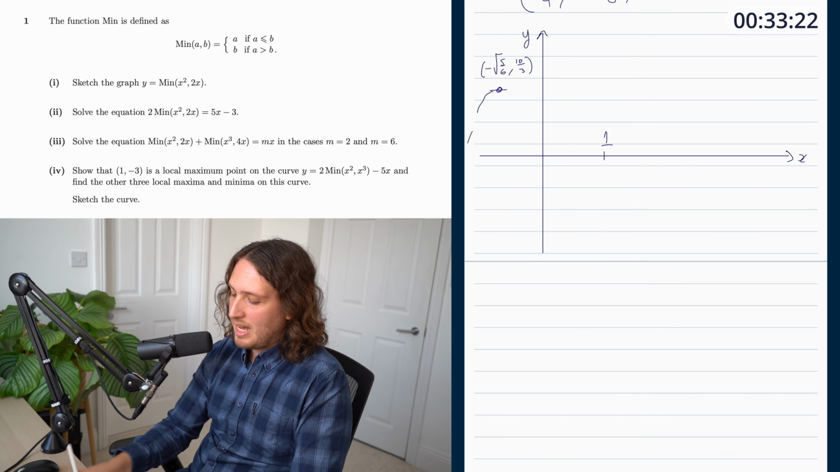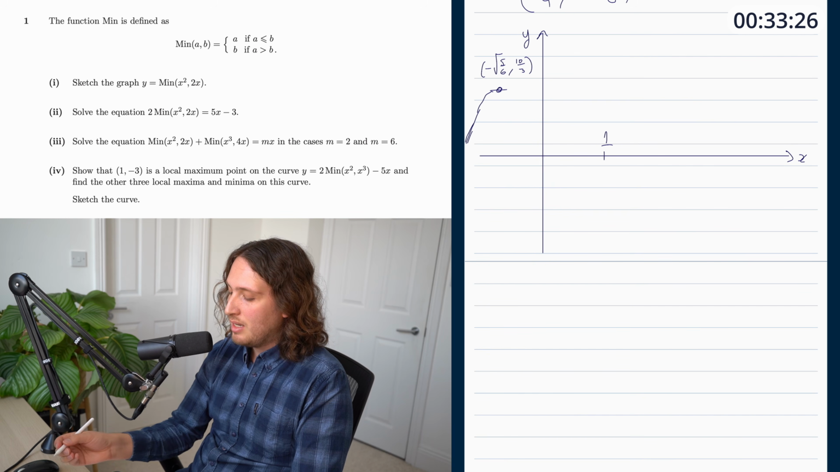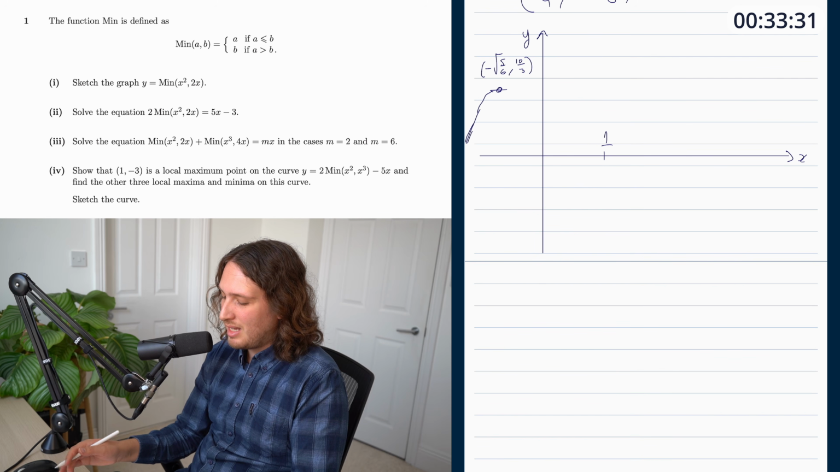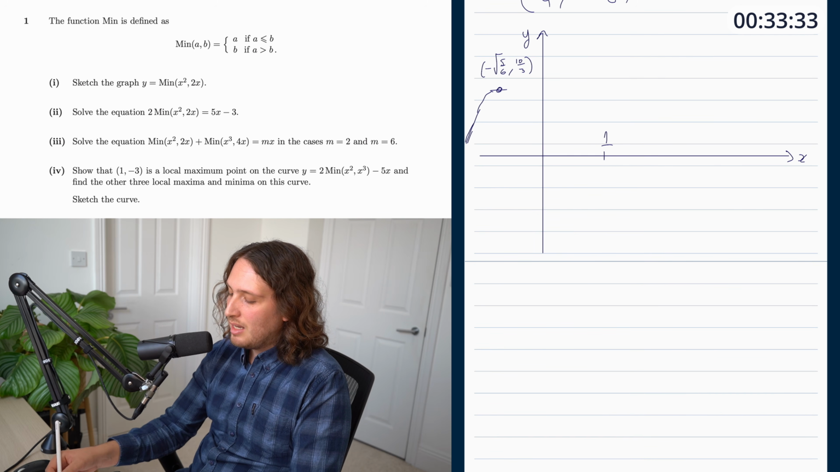Because I've got a positive cubic, so it must end up for large negative x going down. I'm not going to try and mark on the other x-intercepts, I guess, because they're not easy to see. We might revisit that in a minute. I come down here, I cross the origin.